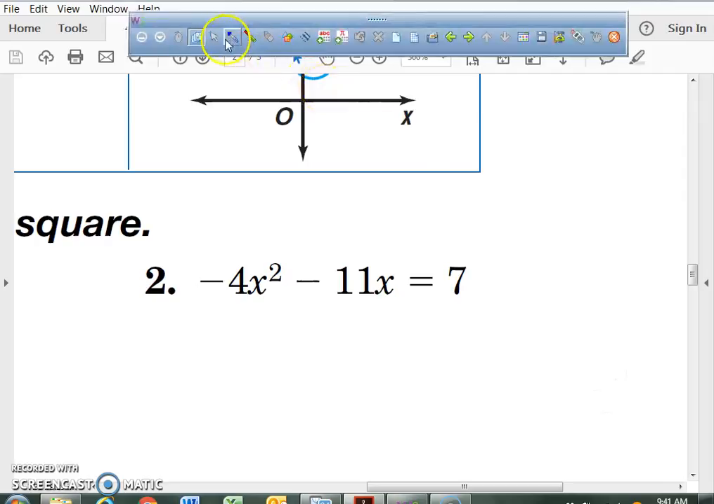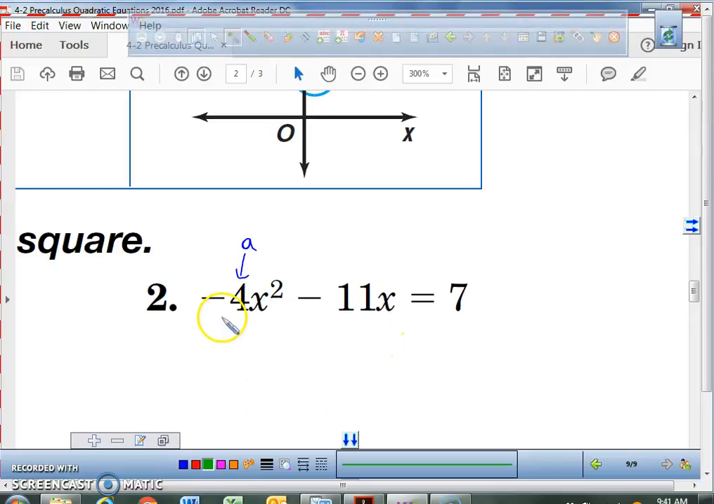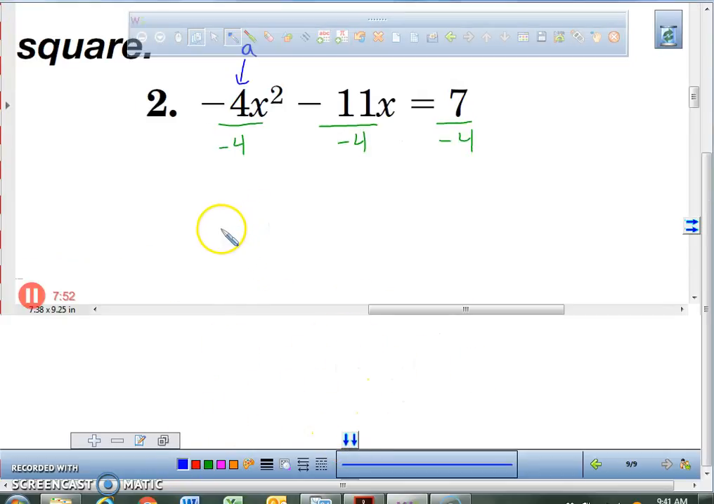The first problem that we have is the fact that our A value right here is not a 1. Our A value is a negative 4. So the very first thing I would like you to do on this problem is divide every single number by a negative 4. See what we have left when we do that. Right now, we have x squared plus 11 over 4 times x equals negative 7 over 4. So that's what we have.